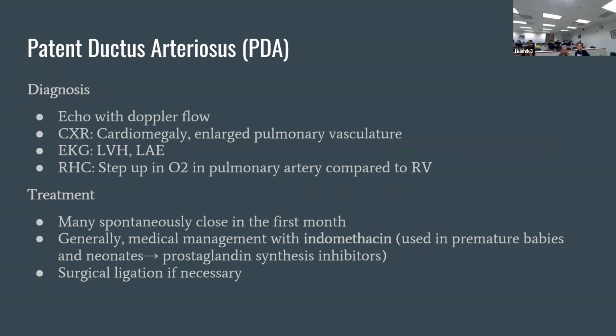If it's large enough with shunting and remodeling, we could see cardiomegaly and enlarged pulmonary vasculature from heart failure. The EKG may show LVH and left atrial enlargement. And there's a step up when we do a right heart cath and check the oxygen saturation. There's a step up in O2 in the pulmonary artery compared to the RV. And that makes sense when we think about the shunting, because blood is being shunted from the aorta to the pulmonary artery via that ductus arteriosus.